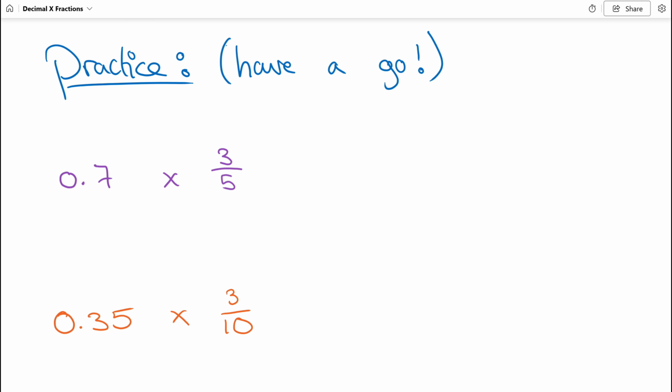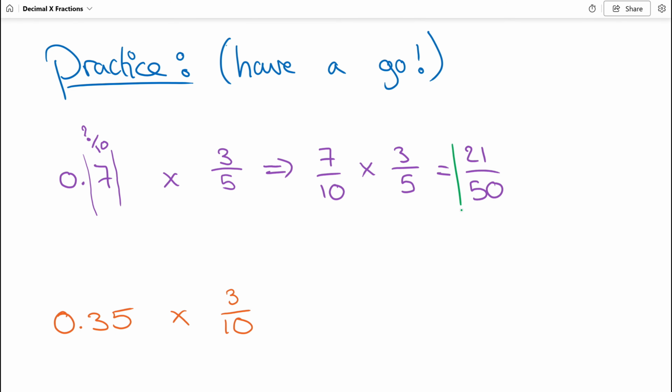So, first question is 0.7 times 3/5. First things first, we're going to keep the fraction there, the 3/5. It's being times, and now let's convert that decimal into the fraction. So we find out the furthest decimal place. So it's question mark over 10. So we're going to have 7 over 10. And now we times them out, which is 21 over 50. And that is the answer to the first one. Alright, let's look at the second one.